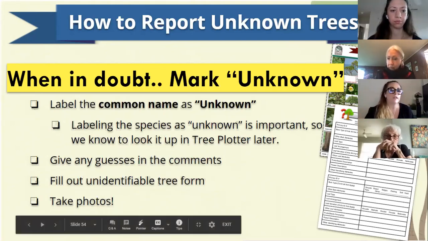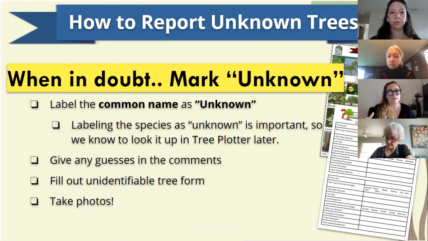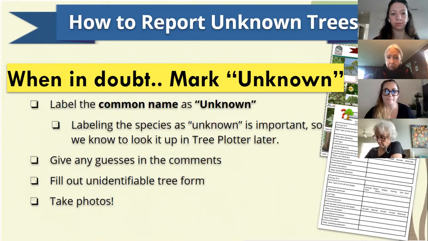If you mark unknown in the species area, we get a little flag to say these are the trees that are unknown and these are the primary ID numbers. And then if you add in any guesses, like we know it's either this or this, put those into the comments, but also fill out this tree form, because that helps us with all of those observational markers that we just talked about.